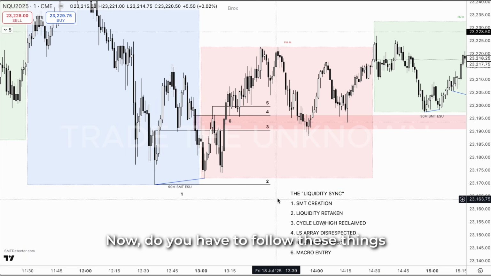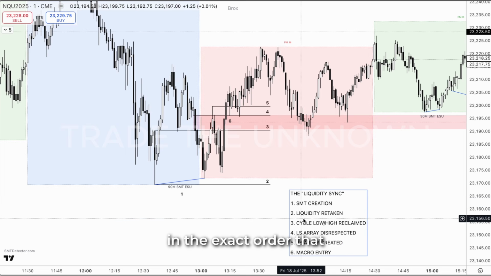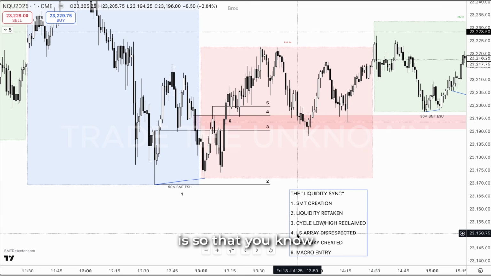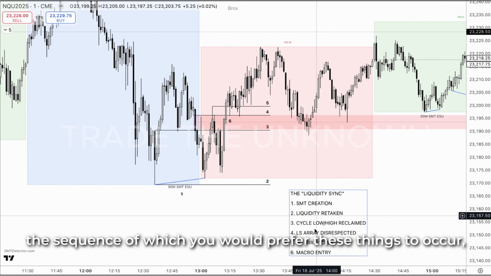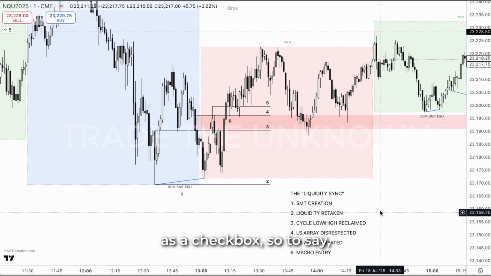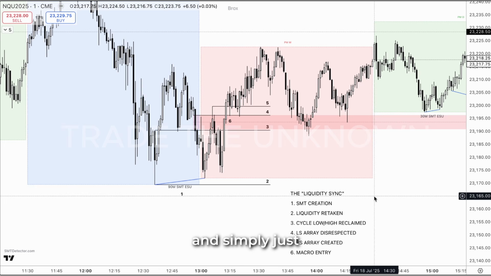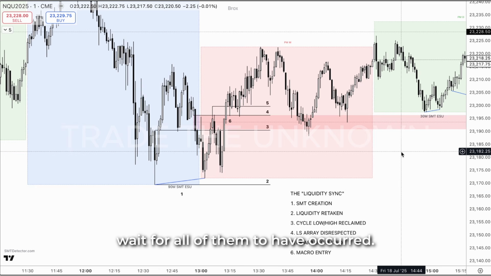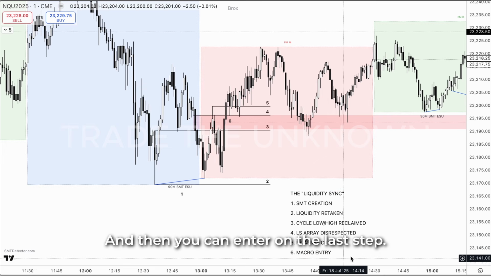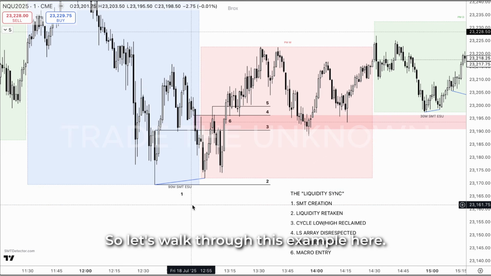Now, do you have to follow these things in the exact order that I've written them down? No. The only reason I've actually written them down like this is so that you know the sequence of which you would prefer these things to occur. But you can simply apply this logic and look for all these things as a checkbox, so to say, and simply just wait for all of them to have occurred, and then you can enter on the last step. So let's walk through this example here.